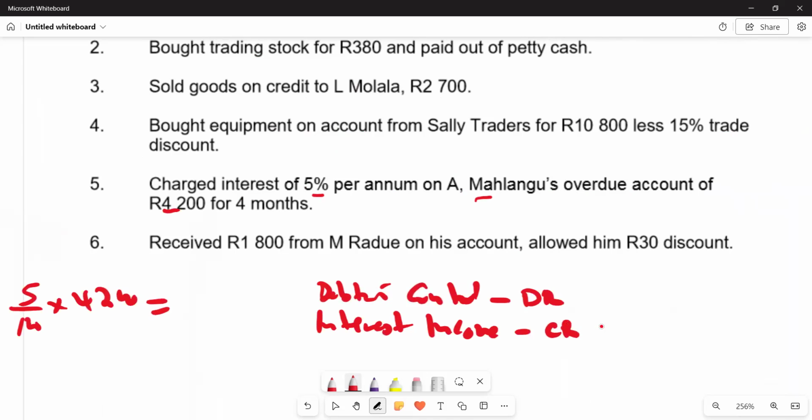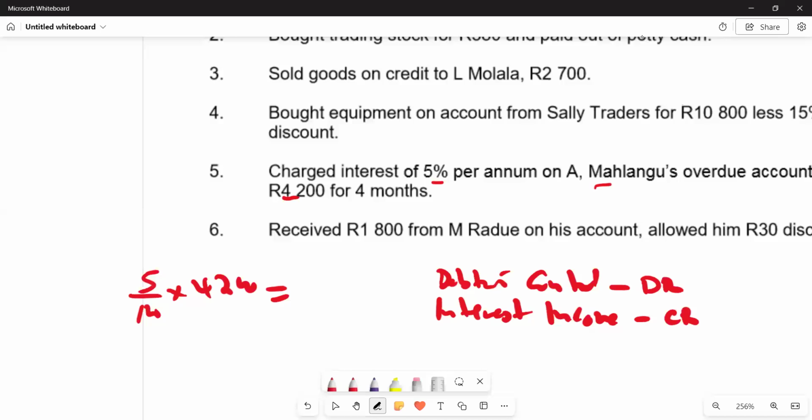5%, which is 0.05. Then we multiply by 4,200, and you're going to get your answer there. 0.05, and then we multiply by 4,200. So here we are going to get your 210. So this is what we have. So we just go there and put our double entry.